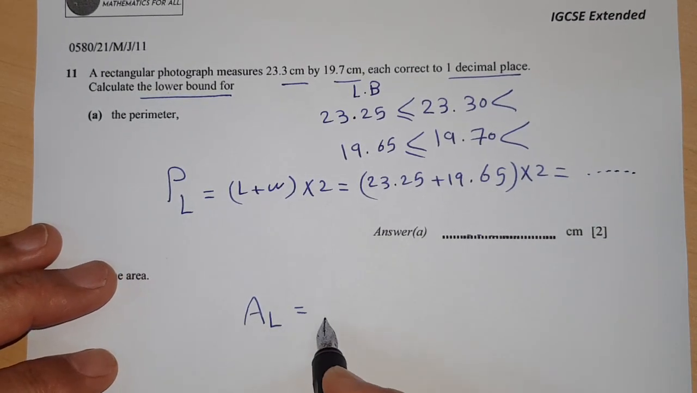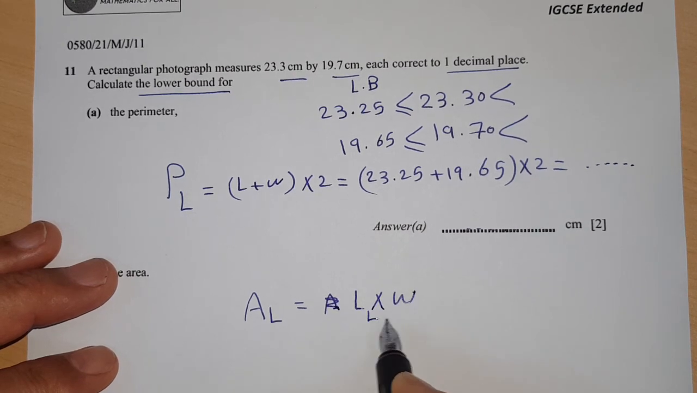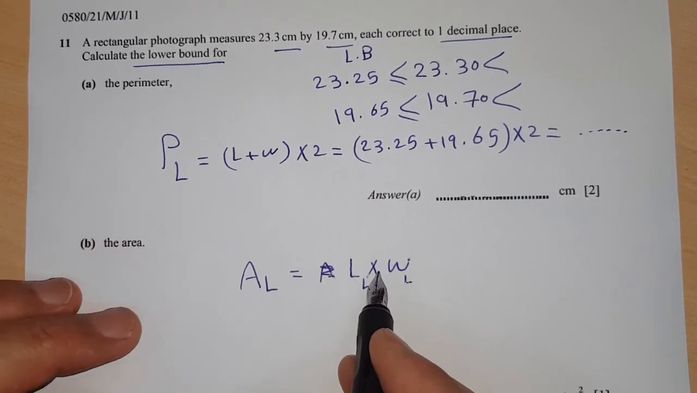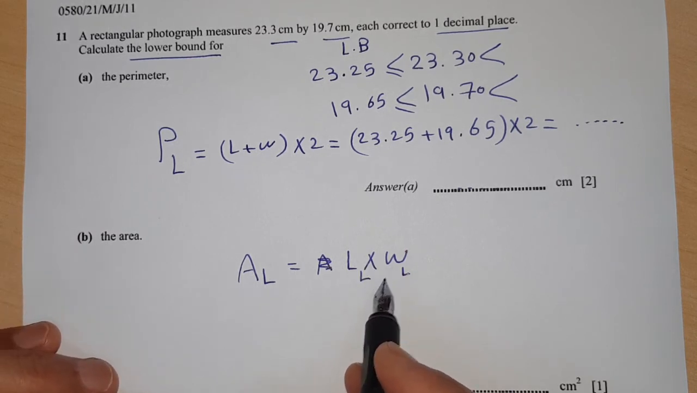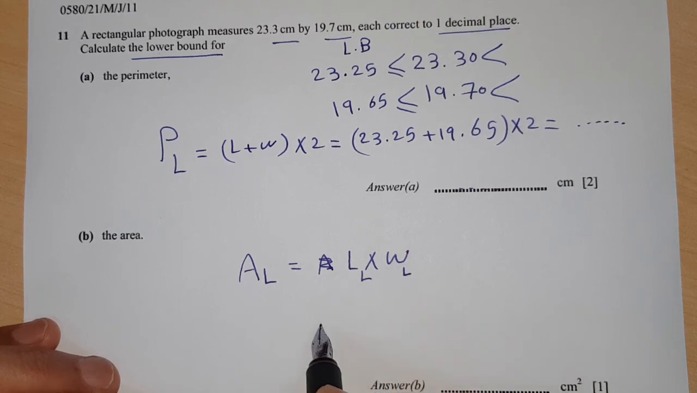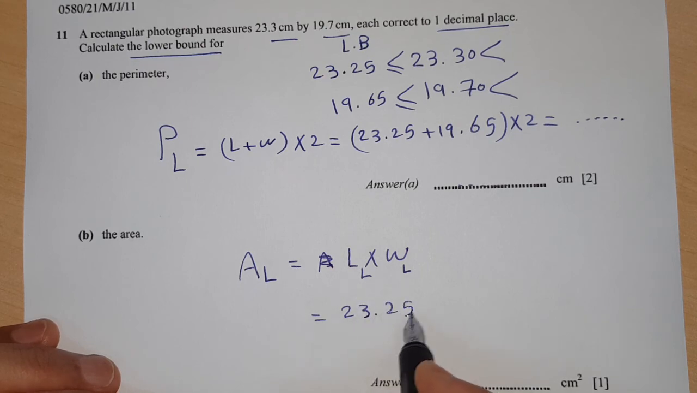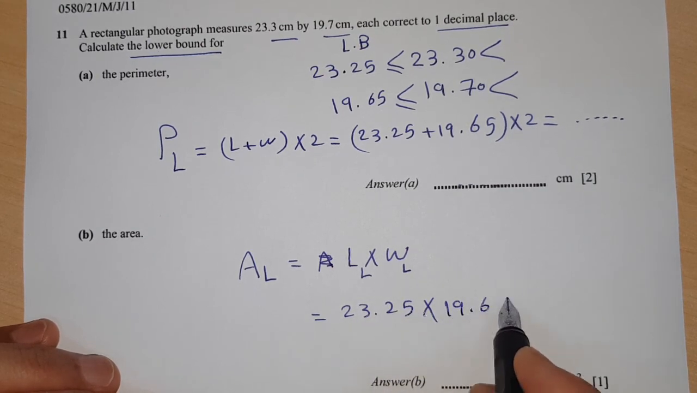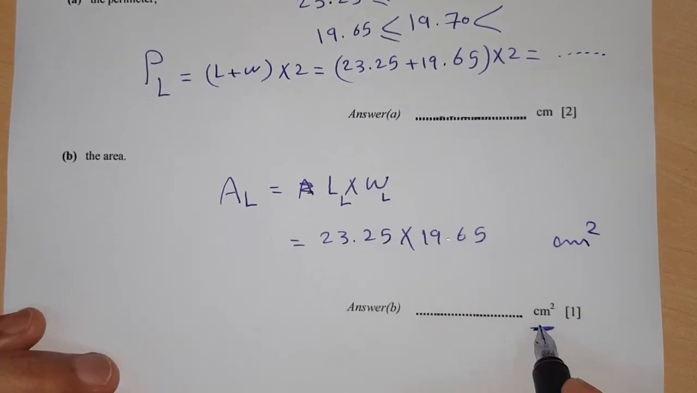The area lower is length lower times width lower, of course. The product of two amounts: to get the minimum product, just take the lower of both. For the maximum product of two numbers, just take upper and upper, as you studied. So just multiply 23.25 times 19.65, and the answer is, of course, in centimeters square, as mentioned here.